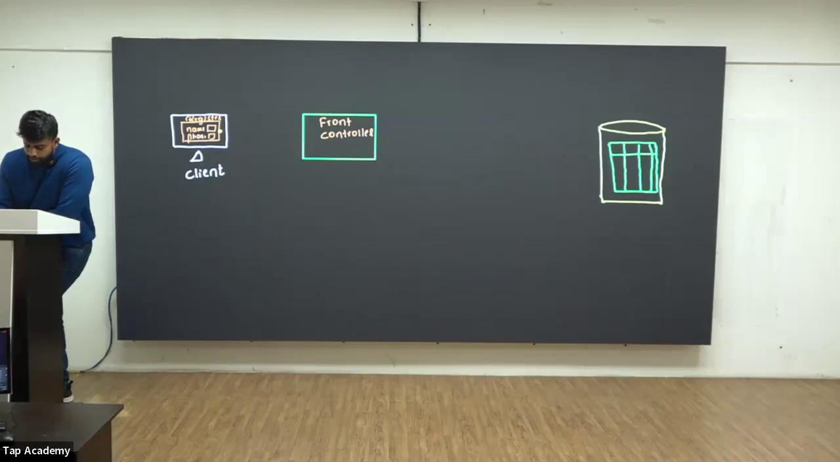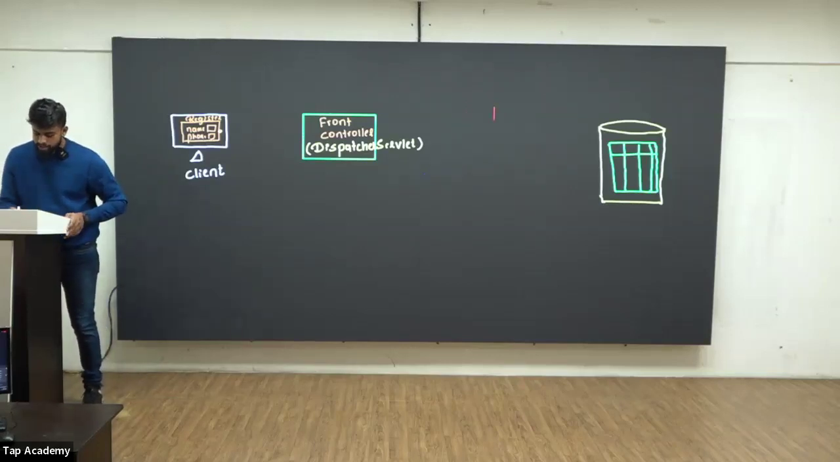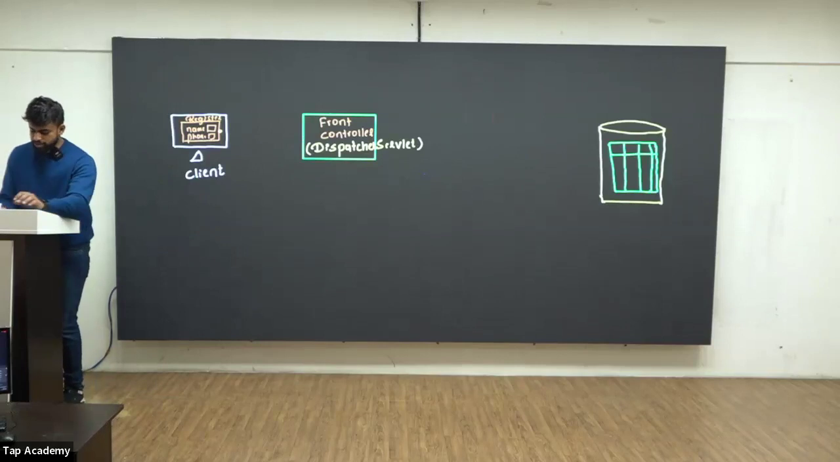So whenever you'll be sending the request to anyone, when it comes to Spring MVC, it will always go to the front controller. Who is this front controller? This front controller, we call it as dispatcher servlet. So how to use him, how to create him, everything we will see.